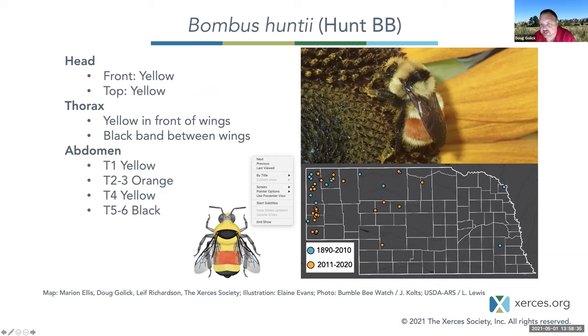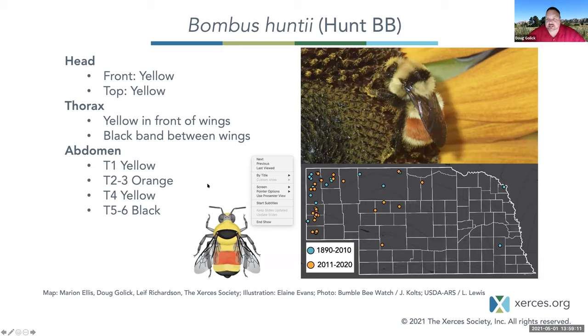Very striking. I love these three-quarter views of the bee here. You can see both the coloration of the top of the thorax and the side. The distinguishing characteristic of this particular species is it's got T1 yellow, but T2 and 3 orange. As a matter of fact, they can be almost red in coloration, almost like my shirt. I found individuals within that species that can almost be the color of my shirt. T4 is yellow, T5 and 6 are black. Very striking bumblebee. The queens can be quite large in size. The workers are typically quite a bit smaller.